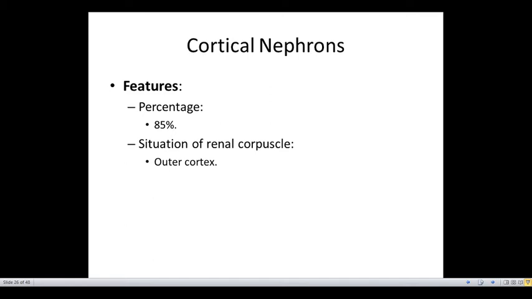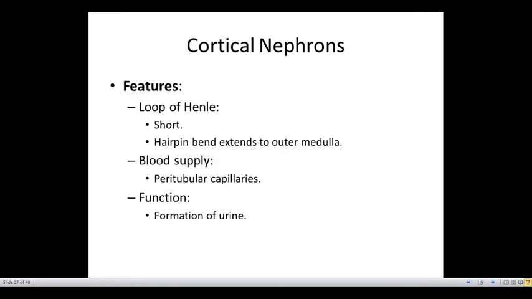The first major type are the cortical nephrons. They are about 85% in number, and their renal corpuscle is situated in the outer cortex. The loop of Henle in these nephrons is short, and the hairpin bend extends to only the outer medulla. Their blood supply is from the peritubular capillaries, and the function is the formation of urine.